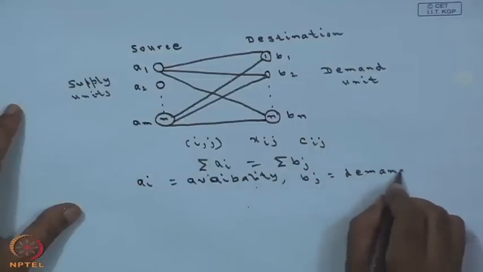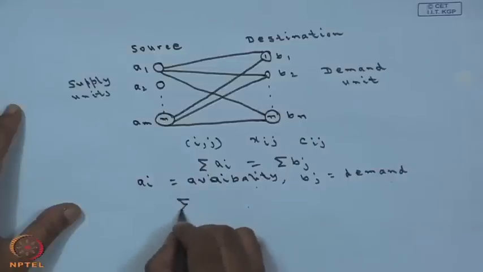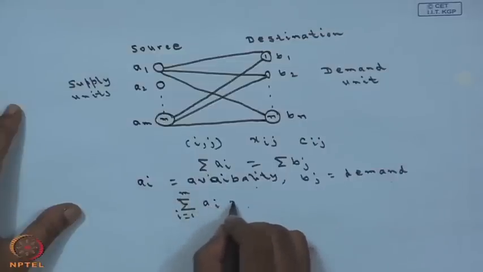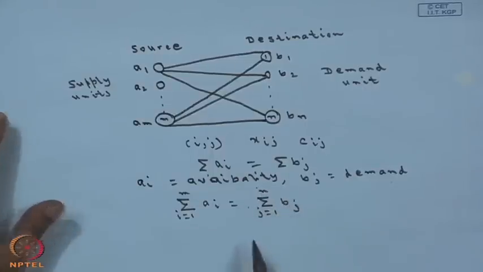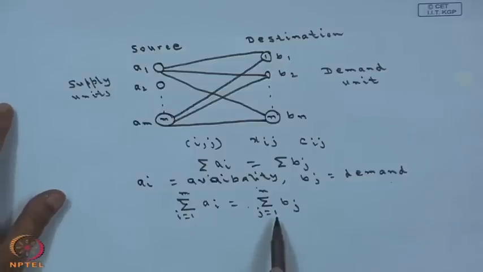So, for feasibility what should happen? Summation over i equals 1 to m, Ai should be equal to summation over j equals 1 to n, Bj. So, for feasibility, total supply should be equal to total demand, or in other words, summation over i equals 1 to m of Ai should be equal to summation over j equals 1 to n of Bj.